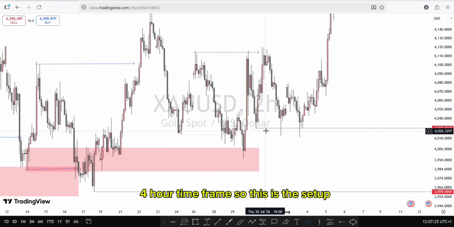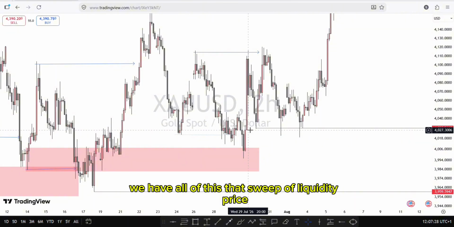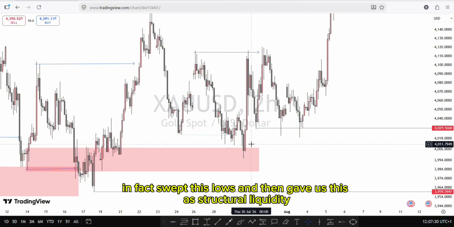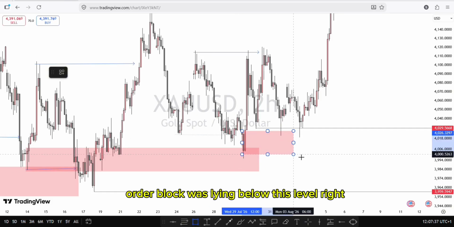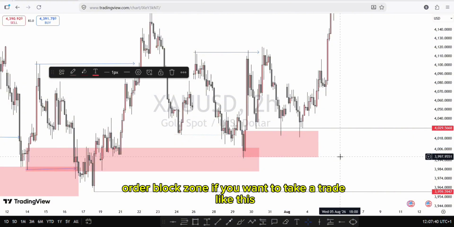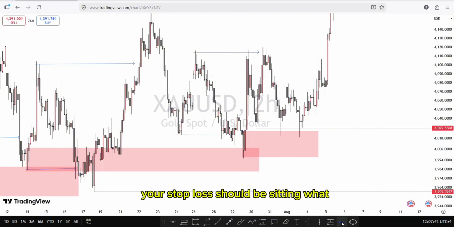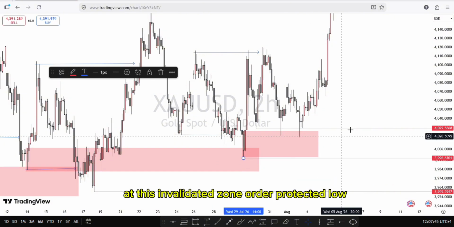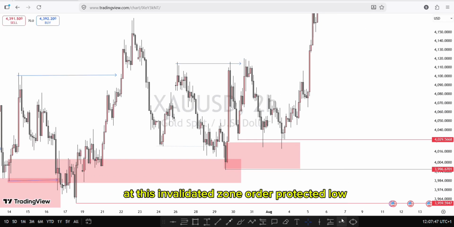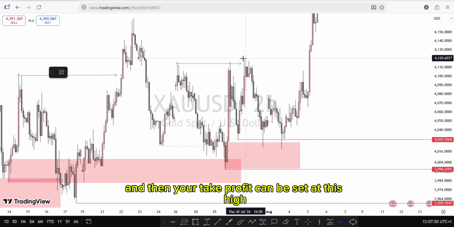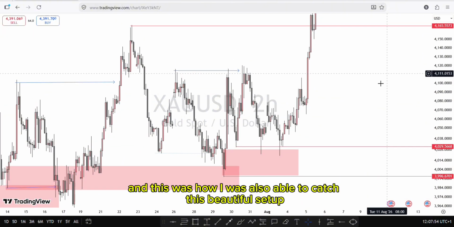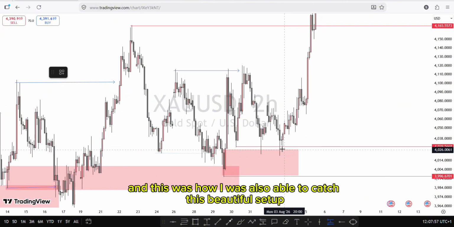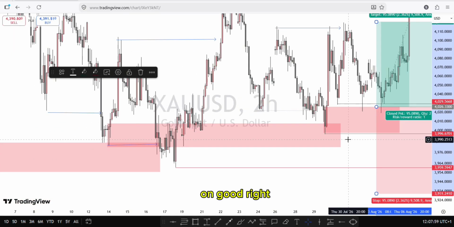So this is the setup. We have all of this as sweep of liquidity. Price in fact swept these lows and then gave us this as structural liquidity, and we can see how this perfect order block was lying below this level, right? Order block zone. If you want to take a trade like this, your stop loss should be sitting what? At this invalidated zone, order protected low, and then your take profit can be set at this high or at this overall high, right? And this was how I was also able to catch this beautiful setup on gold, right?